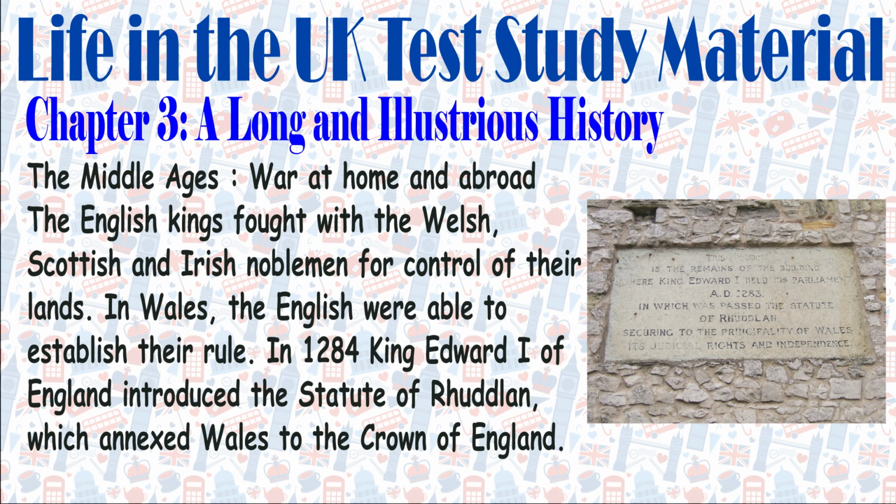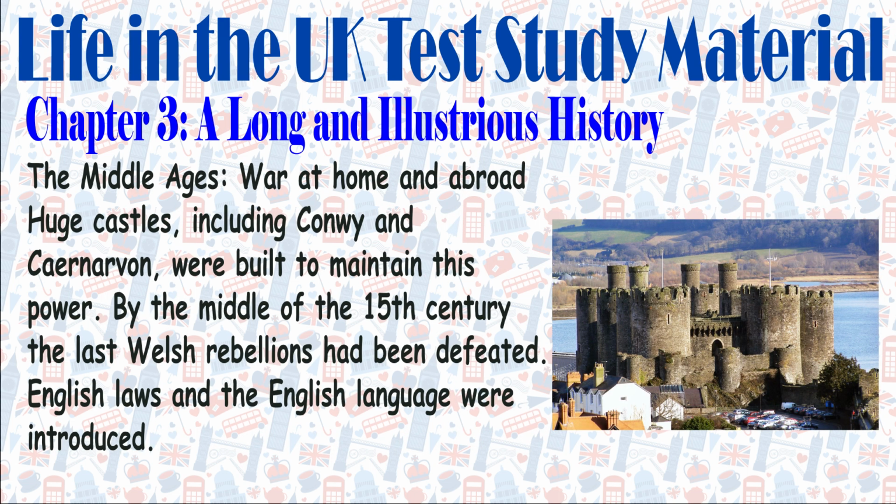In Wales, the English were able to establish their rule. In 1284, King Edward I of England introduced the Statute of Rhuddlan, which annexed Wales to the Crown of England. Huge castles, including Conwy and Carnarvon, were built to maintain this power. By the middle of the 15th century, the last Welsh rebellions had been defeated. English laws and the English language were introduced.